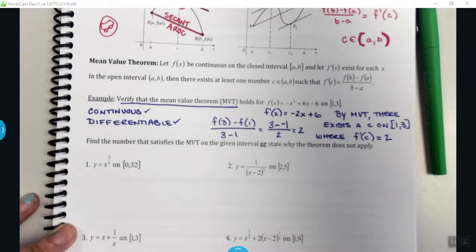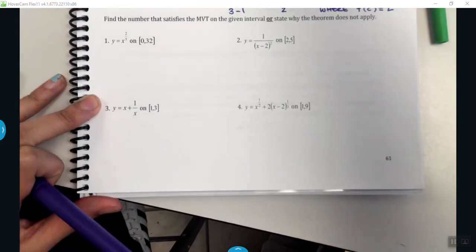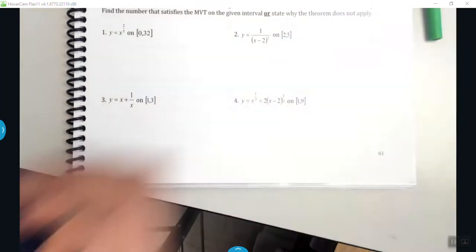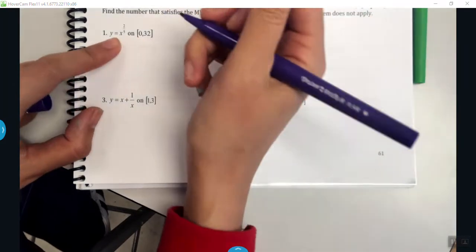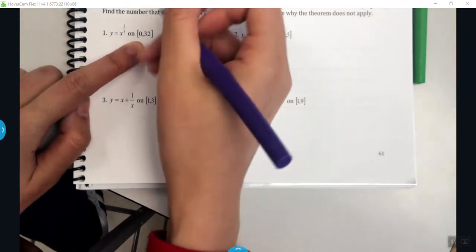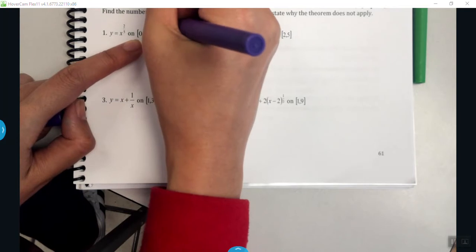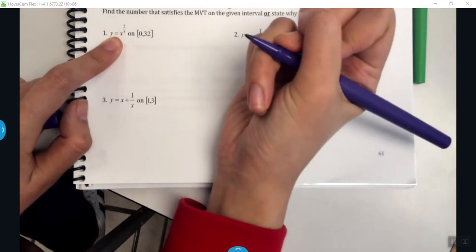4 problems. Let's do mean value theorem for these 4. Number uno, is it continuous on the interval 0 to 32? Yeah or no? Yeah.